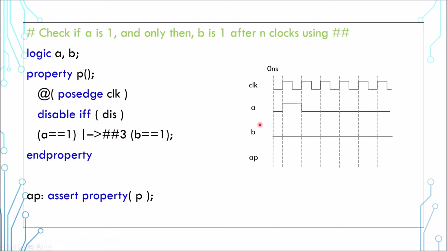Looking at this wave, all the points here A is 0, therefore these are vacuous attempts. At this point where A is 1, it will check for B is 1 3 clocks later. Now it fails because B is 0. If there is a B pulse here, the assertion will still fail unless B is 1 here. If B is delayed further, it would fail as well.